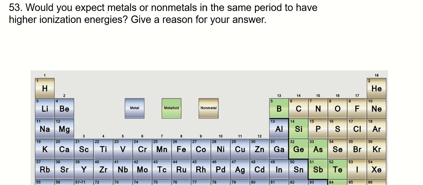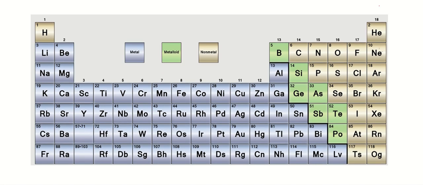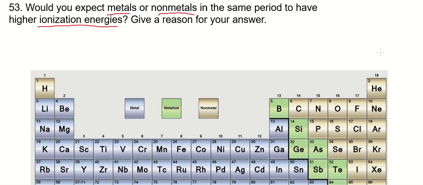Would you expect metals or nonmetals to have a higher ionization energy? So we know the trend on ionization energy is up and to the right of the periodic table. As you go upper and to the right side of the periodic table, it generally gets harder to remove those outer electrons. It requires more energy.